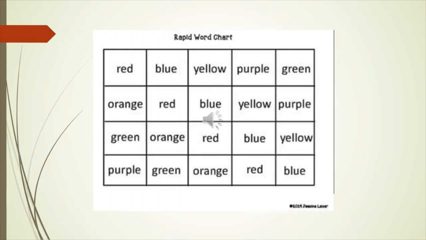The chart is similar to rapid serial naming tags. After a brief review of the words, students are timed for 1 minute as they read the words in their squares. This is an example of rapid word chart.